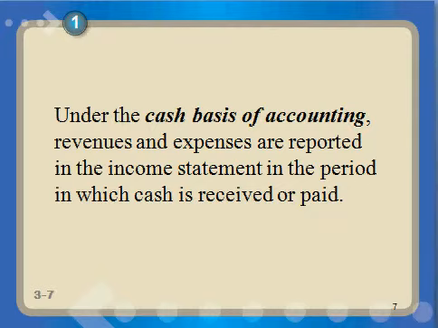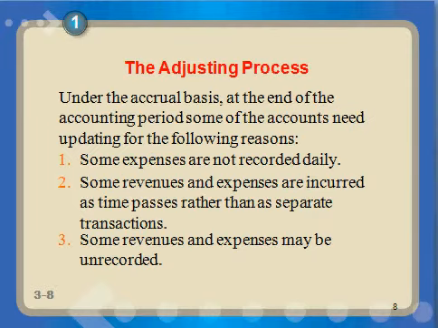Okay, now we're going to talk about the adjusting process. At the end of an accounting period, many of the account balances in the ledger can be reported directly on the financial statements without any change. Examples would be cash, land accounts, machinery and equipment accounts. All of those normally just flow right over to your balance sheet.